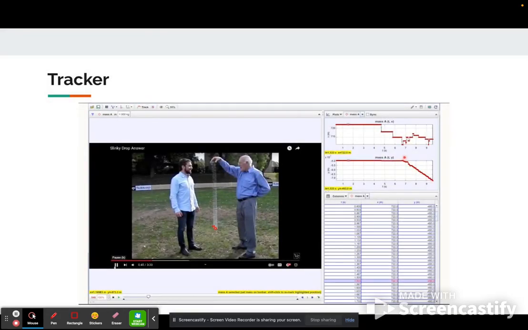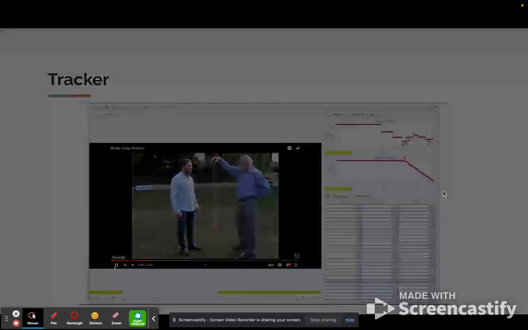In my tracker analysis, I plotted all the points after calibrating using a calibration stick, and we figured out the movement of the slinky as it goes down. As you can see on the right over here, we have the graph of the bottom of the slinky as it stays constant, and then it'll eventually drop.